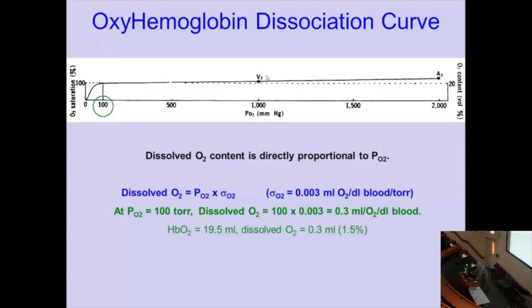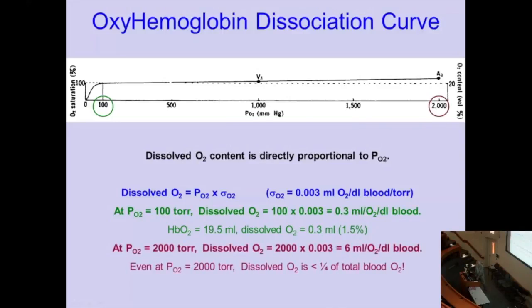Now, at a PO2 of 100, we have about 19.5 milliliters of oxygen attached to hemoglobin. So this 0.3 milliliters of dissolved oxygen is only 1.5% of the total. So it's a fairly small fraction of the total, but it's there, and if you go to high FiO2 or hyperbaric oxygen, you can increase it more than that.